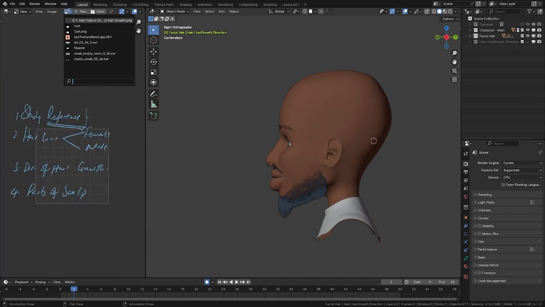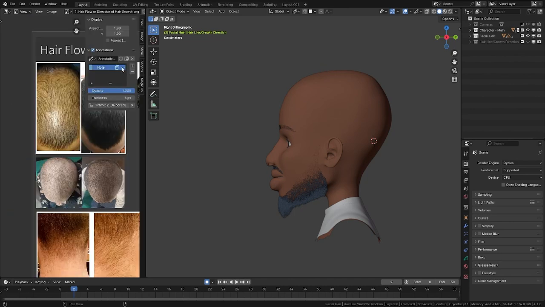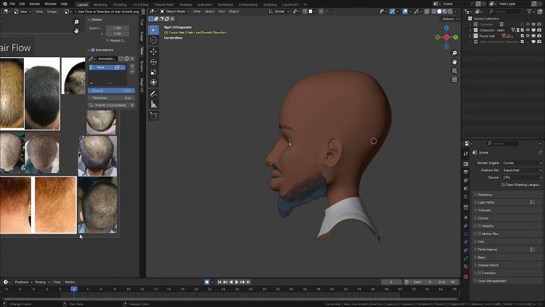We need to study how the hair flows and how the hair behaves in different characters. So if I load the first reference, this is one about hair flow. The first thing we'll start with is the hairline. Hairline is the starting point of hair on top of the head. It mostly starts in this area and ends on our neck somewhere here. It depends. Every person has a different hairline, but there is a common hairline for female and male.